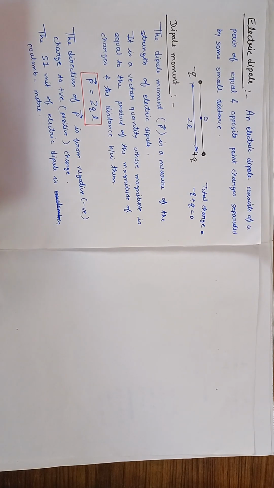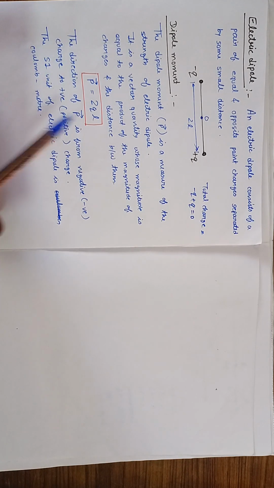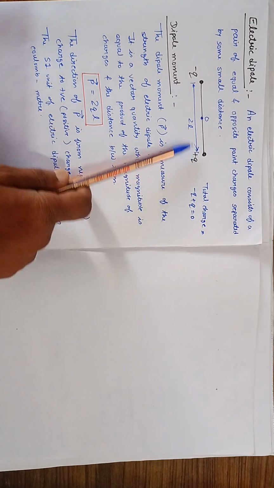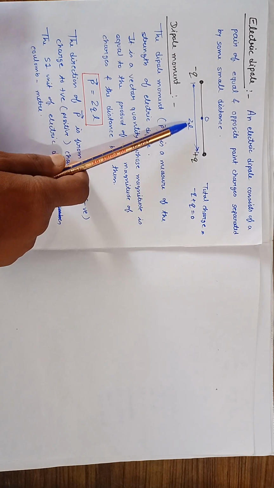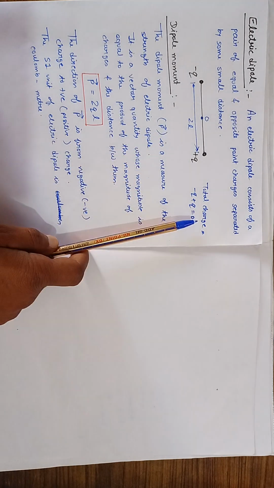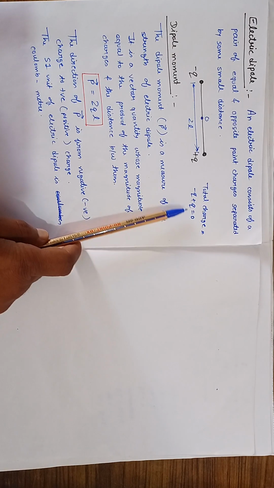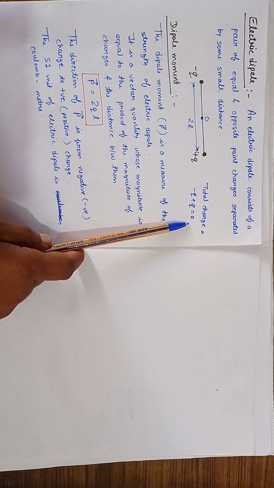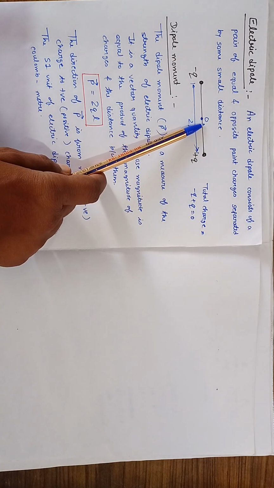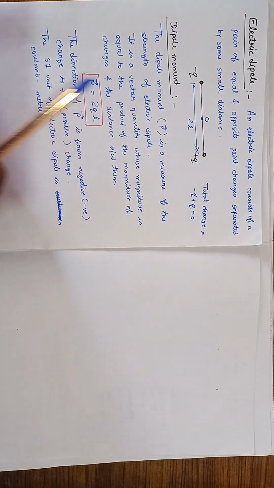Electric dipole. An electric dipole consists of a pair of equal and opposite point charges separated by some small distance. Here we have two equal and opposite point charges separated by some distance, so they form an electric dipole. The total charge of the electric dipole is equal to minus q plus q equal to 0. This means the total charge of the electric dipole is equal to 0. The middle point of the location of charges minus q and plus q is called the center of the dipole.